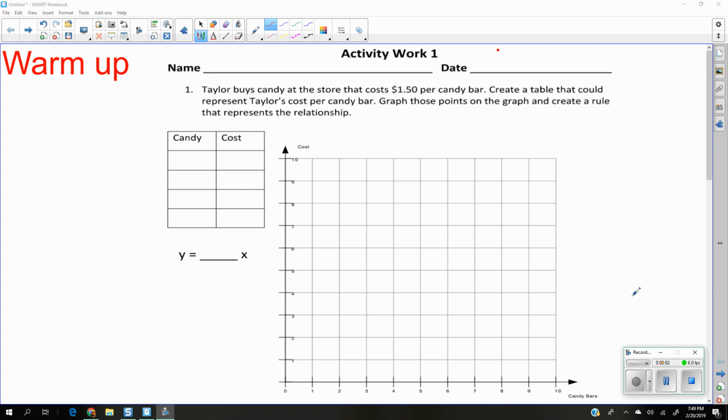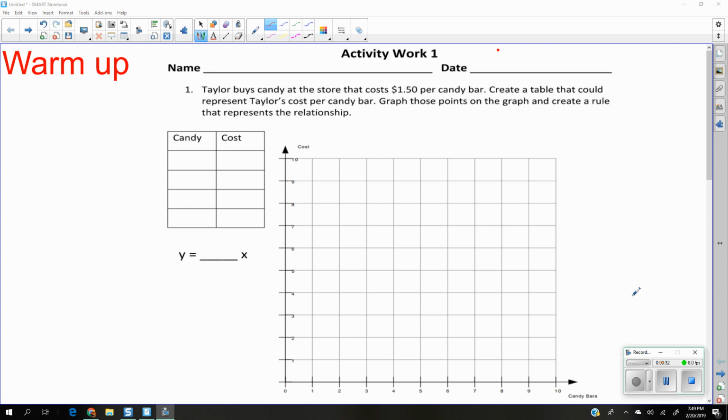Hey everybody, we're going to start with a warm-up and then we'll get into what we're going to be doing today. All right, so in this warm-up, let's read the scenario. Taylor buys candy at the store that costs $1.50 per candy bar. We're going to create a table that could represent Taylor's cost per candy bar. And then we're going to graph the points on the graph and create a rule that represents the relationship. All right, so let's get started.